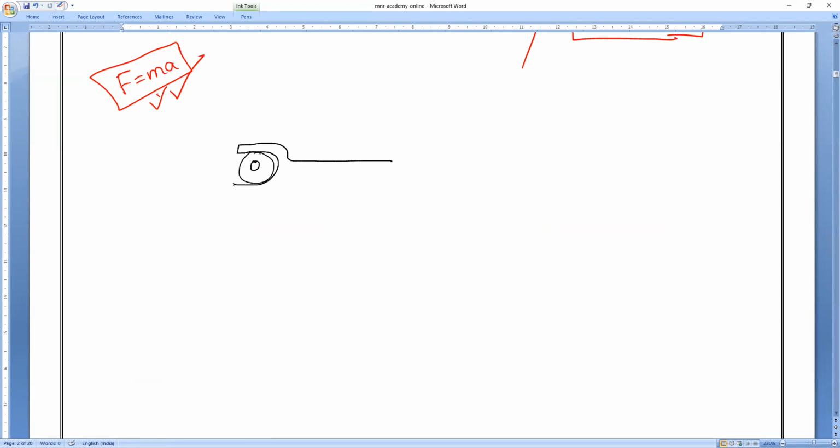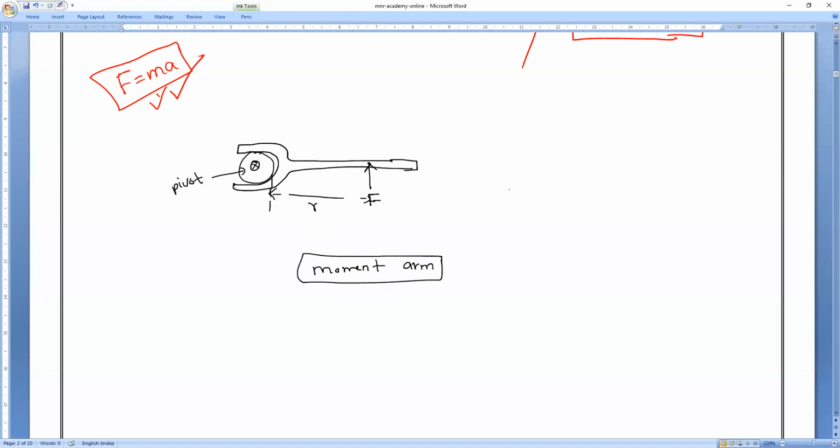Let me take this as the wrench. Now you can see, at this point I'm applying the force, holding it from the pivot point. So imagine this is the pivot point, everybody. Clear, everyone? From this point to this point, we call it R. This R is called the moment arm. What do we call it? R we call the moment arm.